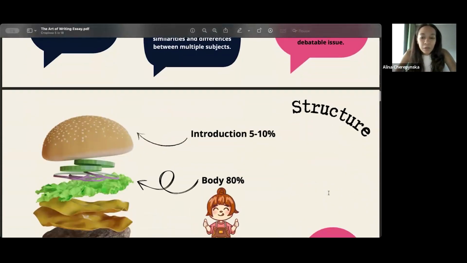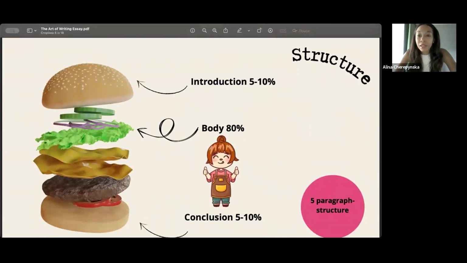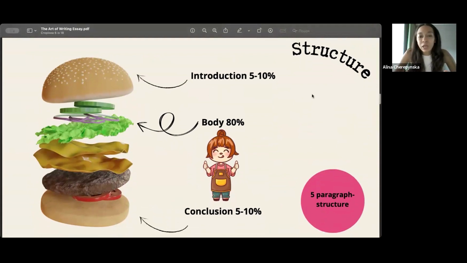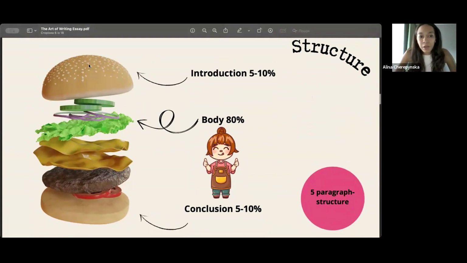So let's speak about the structure of our academic essay. So what is common for all of these types of paragraphs? It's structure. And in writing, we have such a thing that is called burger structure. And I will explain why. So the first one, bun, in our burger, it's our introduction. In essay writing, your introduction should be approximately 5–10% of the whole work.